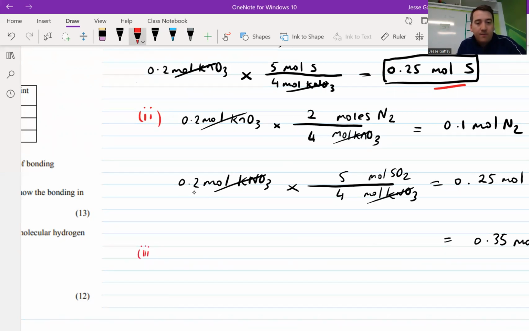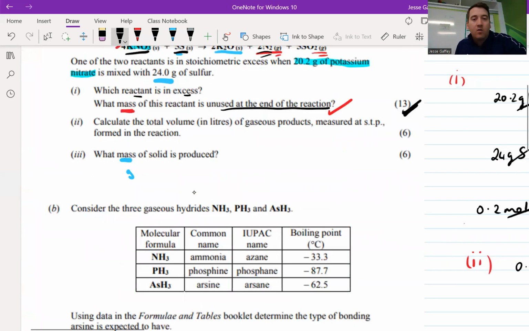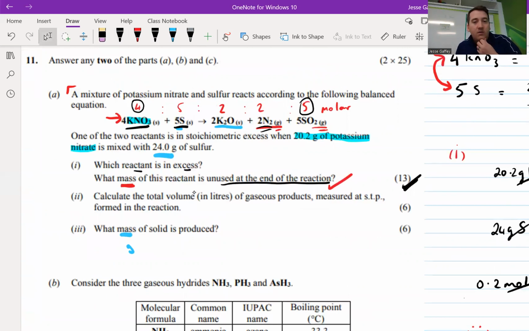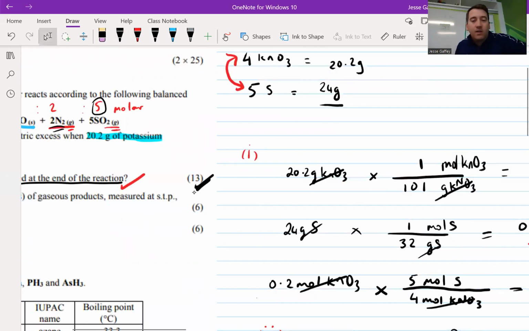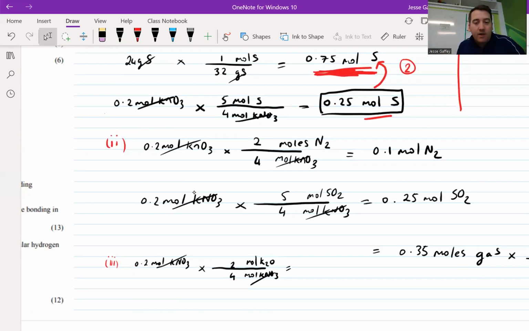All right, so we've got 0.2 moles of KNO3. And then we want to find out how many moles of K2O that produces. So this is moles of KNO3 on the bottom and moles of K2O on the top. They cancel and we get moles of K2O. Look at the equation again here. What is the ratio? Pause the video and write them down. Okay, so I'm seeing here, I've got 4 of these for every 2 of these. So that's going to give me basically a half, 0.1 mole of K2O.